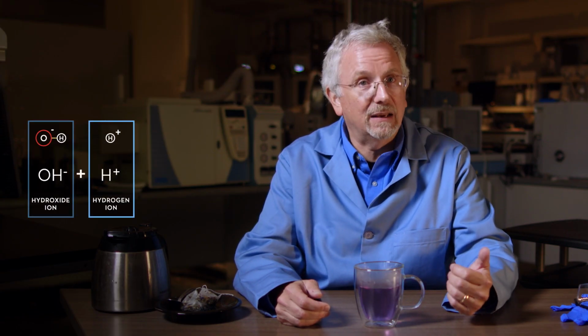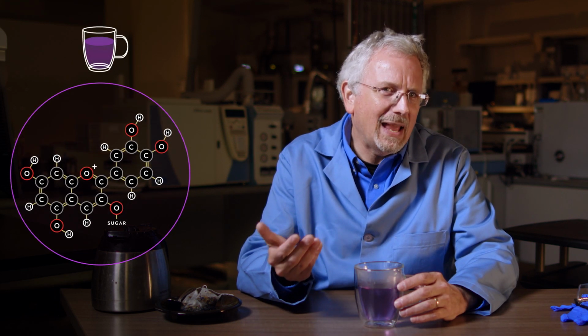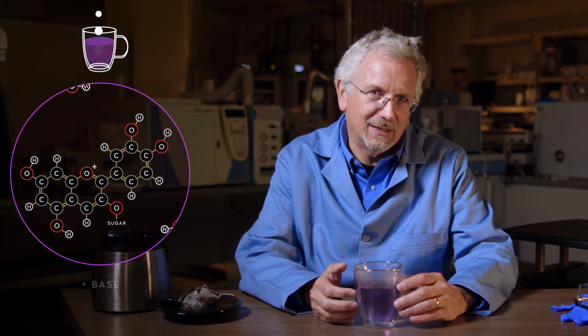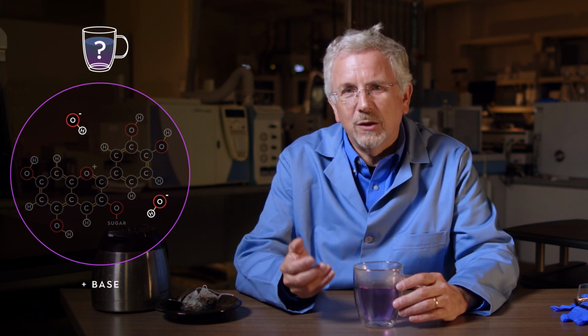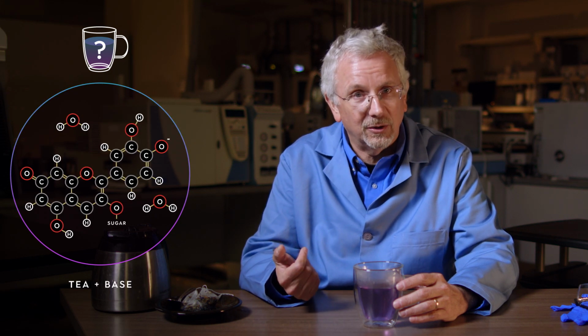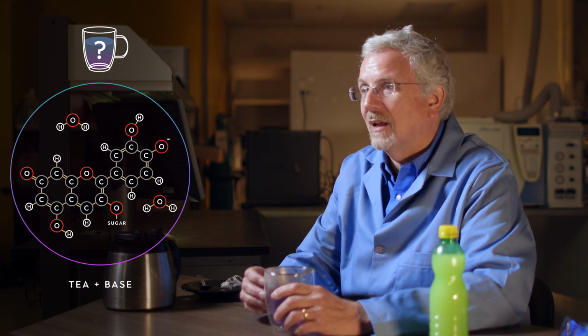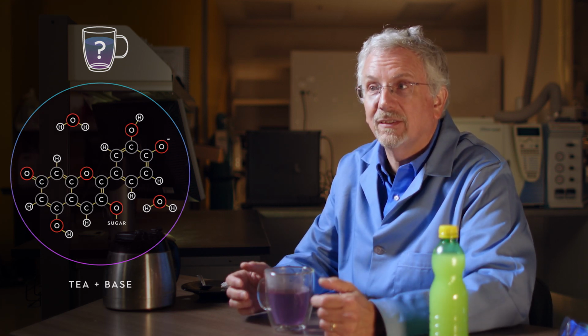The opposite of an acid is a base. A base contributes hydroxide ions, negatively charged OH ions, to solution. Those hydroxide ions want to grab an H+ ion, if they can find one, to form H2O. So you might ask, well, what would happen if I added a base to my purple tea? It's a good question. You might expect that it will rip an H+ ion off of one of those hydroxyl groups on the anthocyanin molecule, turning it into a dangling oxygen, and that this might change the color again in a different way. Let's find out.